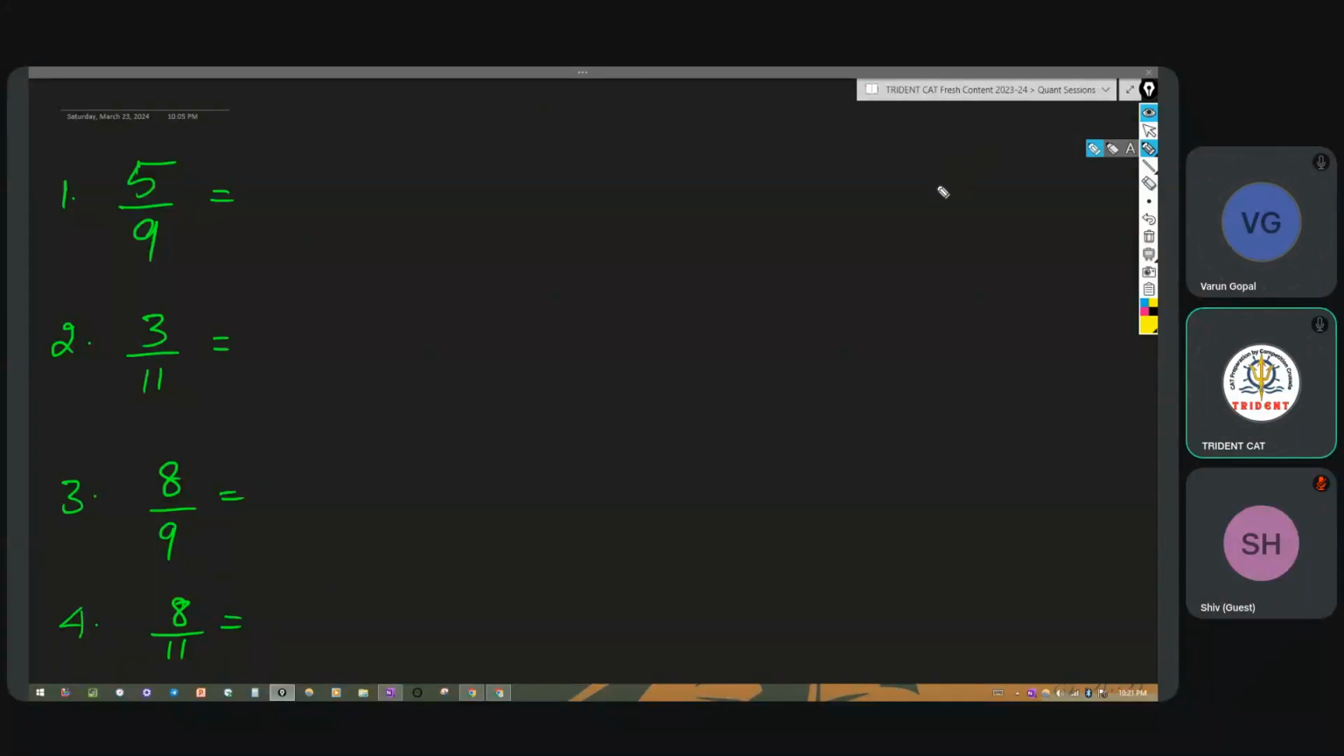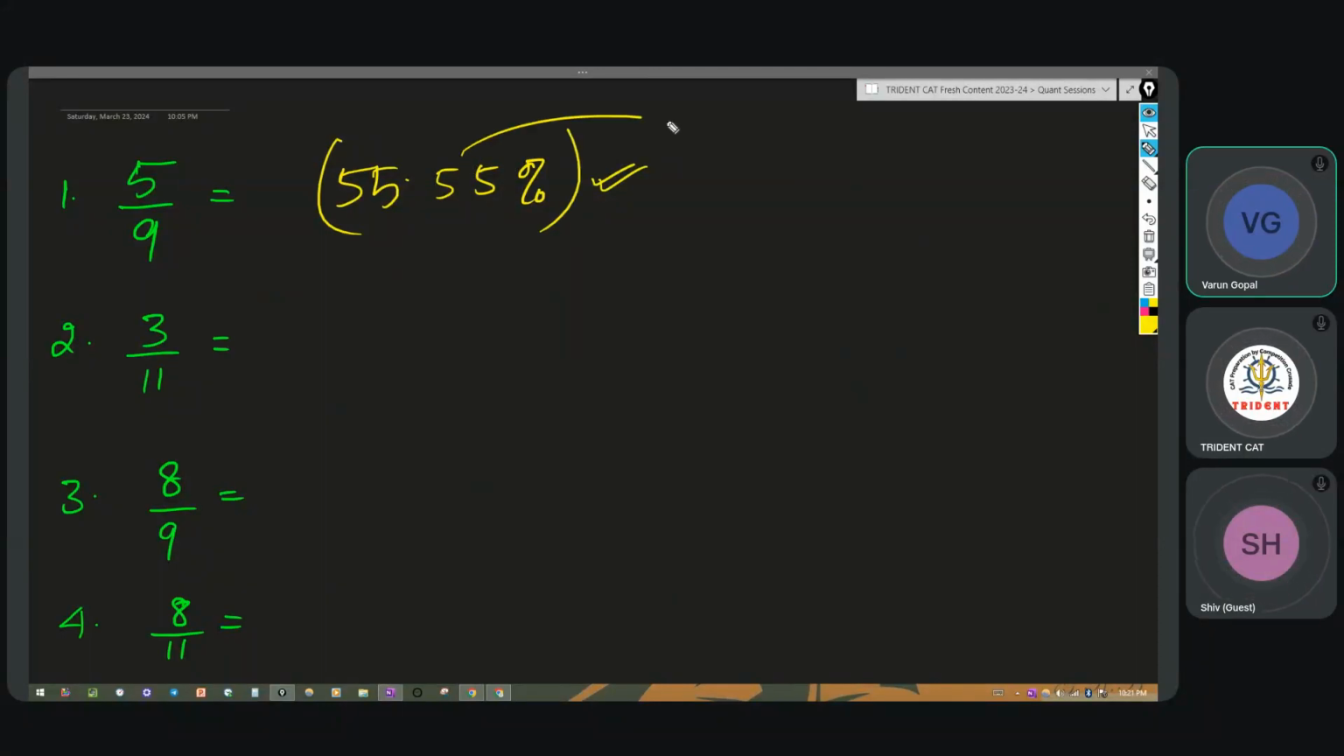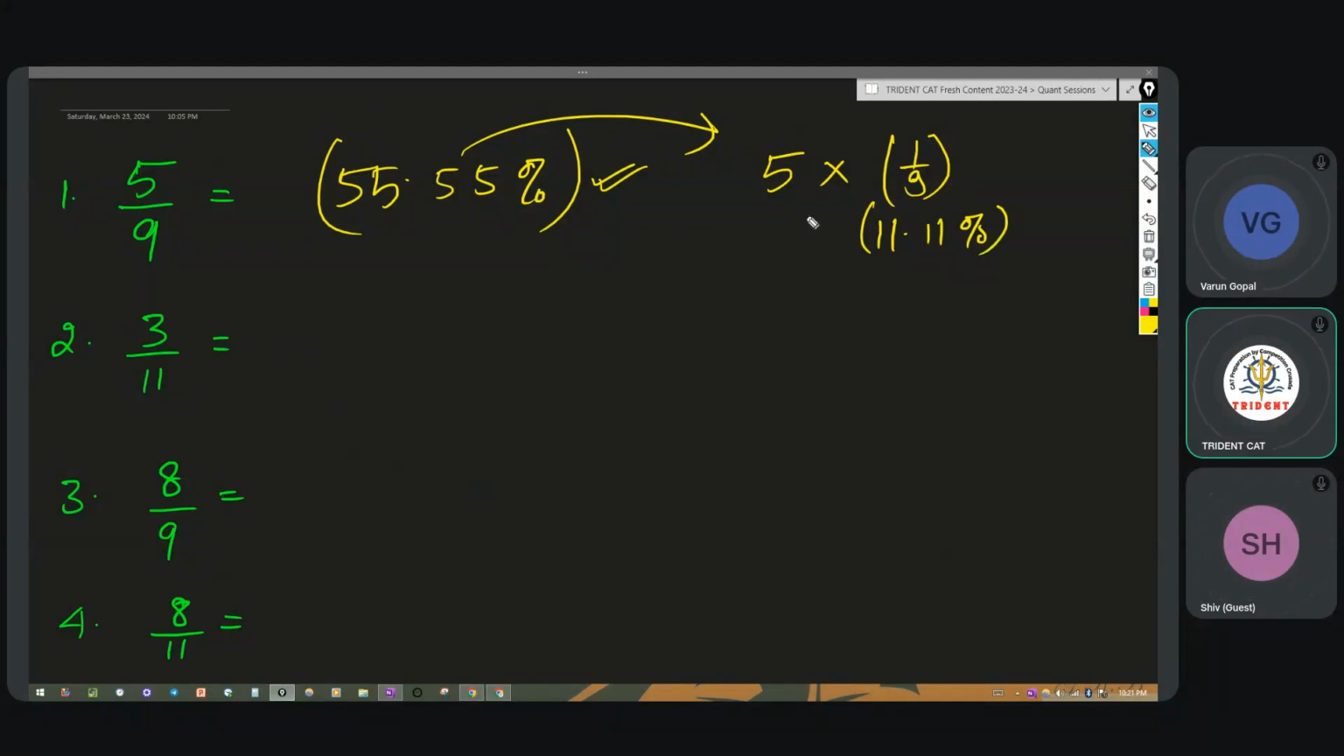5 by 9, guys, quickly. Come on. 55.55 percentage. Yes. Think of this like this: 5 into 1 by 9. Do I know what 1 by 9 is? That is 11.11 percentage only. So 5 times that gives 55.55 percentage. That's completely fine.